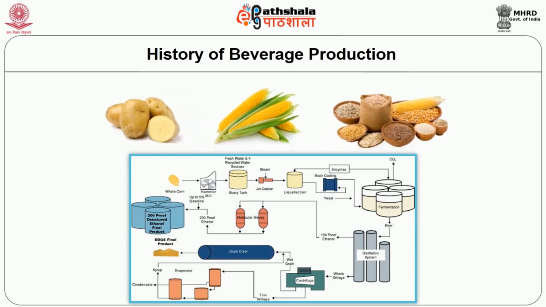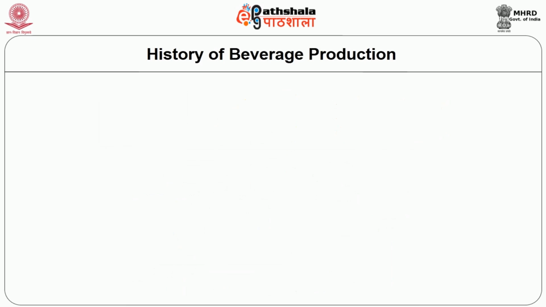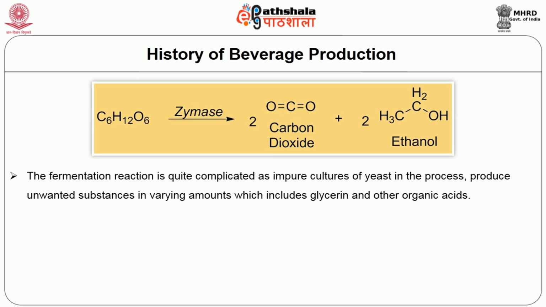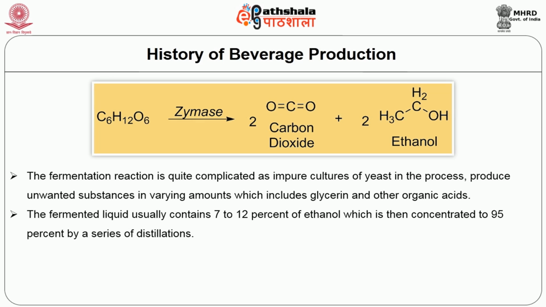Starch from potatoes, corn and other cereals can serve as raw material for this purpose. The yeast enzyme zymase changes the simple sugars into ethanol and carbon dioxide. The fermentation reaction is quite complicated, as impure cultures of yeast in the process produce unwanted substances in varying amounts, which include glycerin and other organic acids. The fermented liquid usually contains 7 to 12% ethanol, which is then concentrated to 95% by a series of distillations.